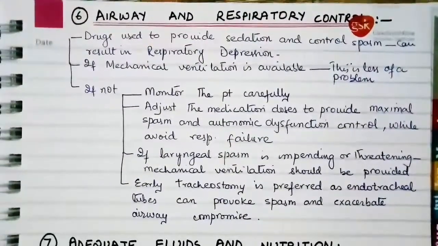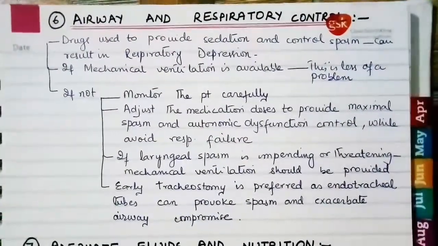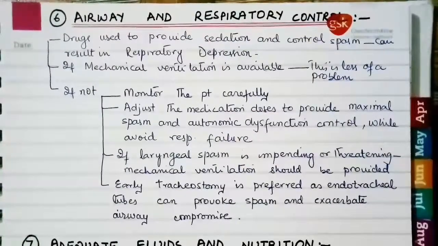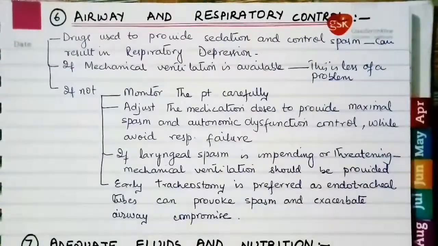Now friends, drugs which are used to produce sedation and muscle spasm control can result in respiratory depression. If mechanical ventilation is available, this is less of a problem. Otherwise, monitor the patient carefully. Adjust the medications to provide maximal spasm and autonomic dysfunction control while avoiding respiratory failure. However, if laryngeal spasm is impending or threatening, then mechanical ventilation should be provided. Early tracheostomy is preferred because endotracheal tubes provoke spasms and exacerbate airway compromise.